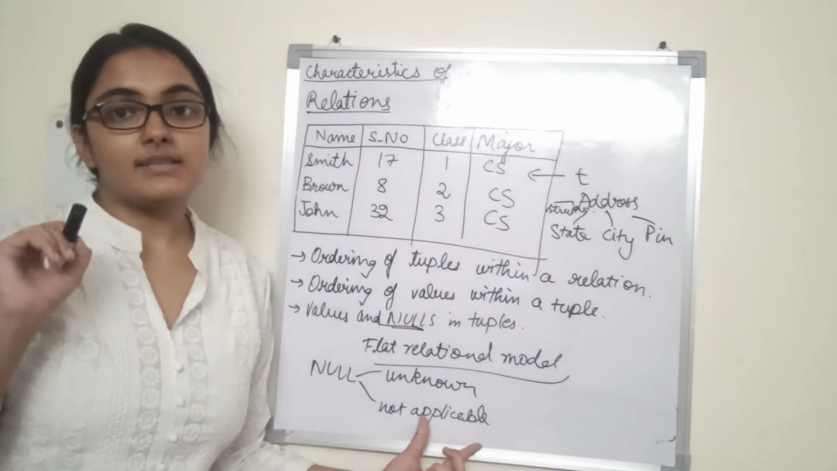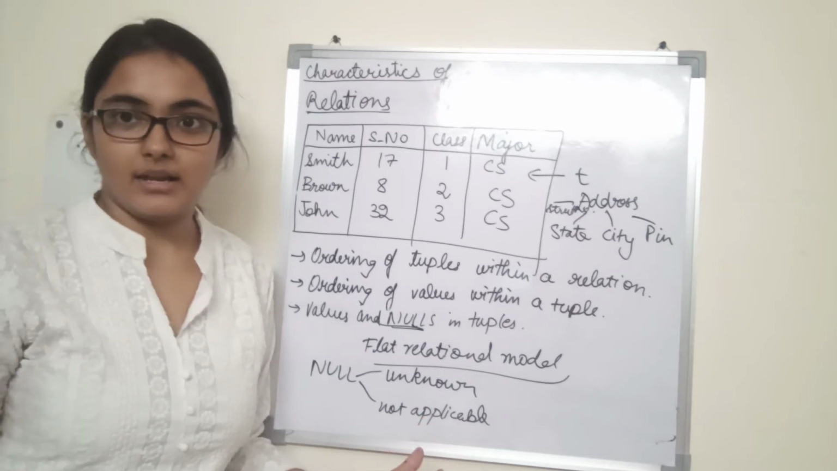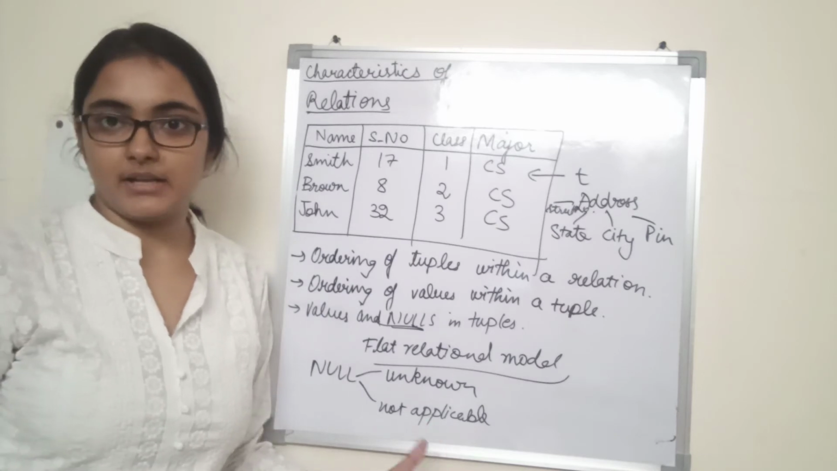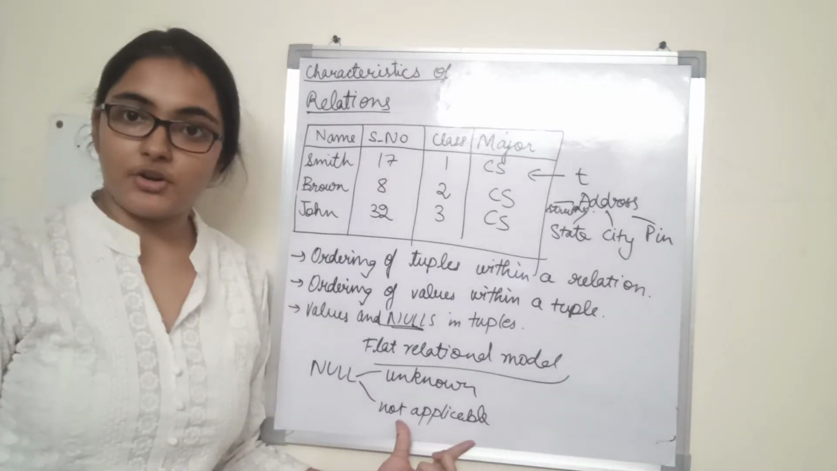Also, for some students the office phone number will be null. Why? Because students do not have an office, so the office phone number can be null. Because it does not apply to them, right? So that is an example of not applicable.